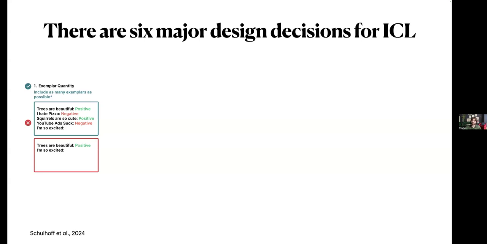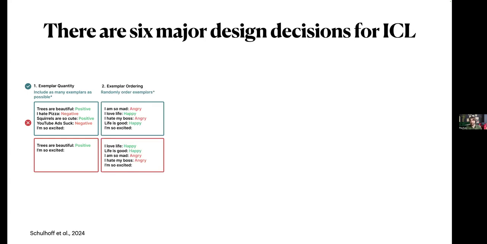The second design decision for in-context learning is that you want to order the different examples in as neutral a way as possible. So for example, a good way to order 4 examples would be angry, happy, angry, happy. A bad way to order this would be happy, happy, angry, angry. Why is this the case?